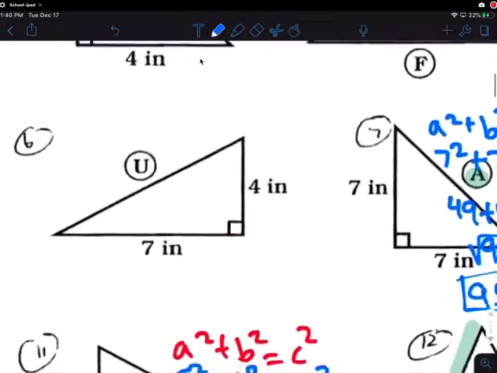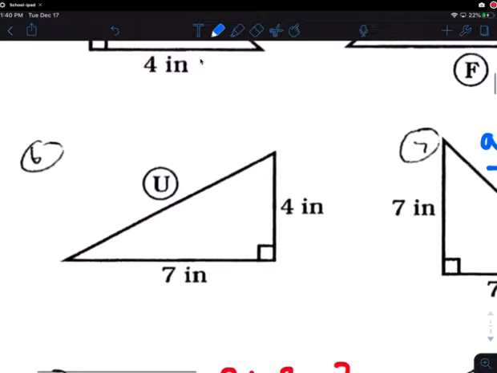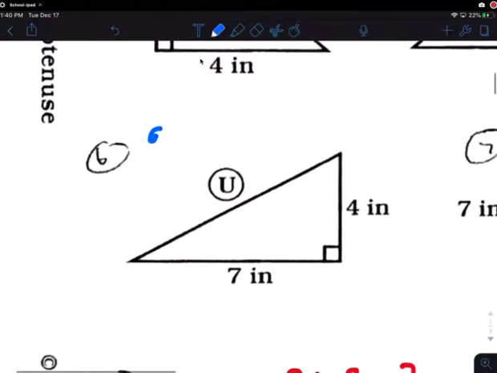Okay, this one here, a squared plus b squared equals c squared.